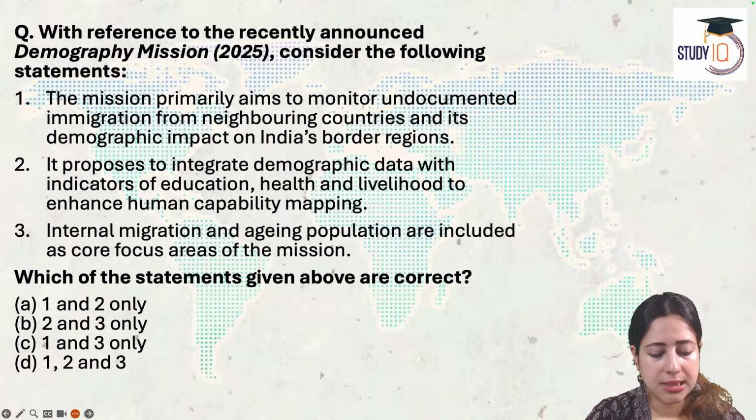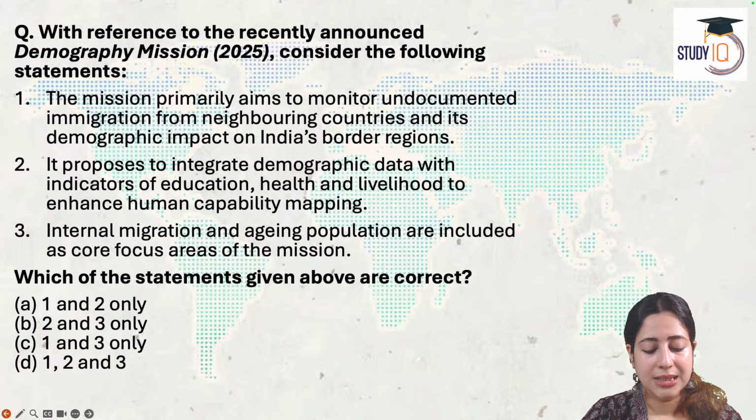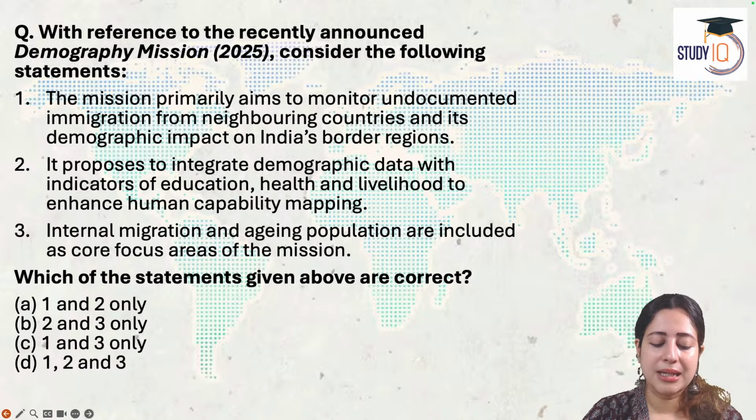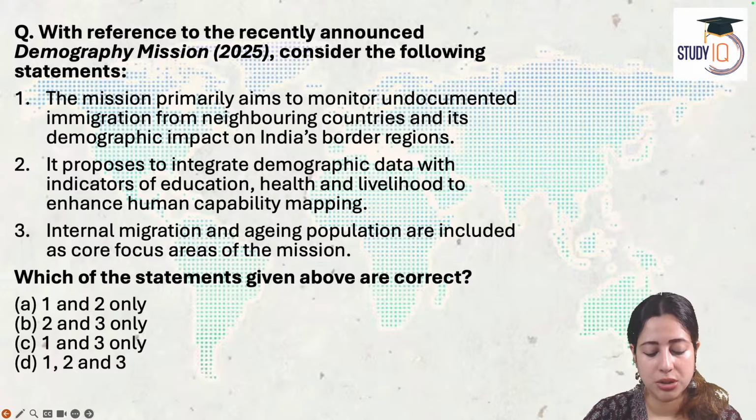Okay, Vikash has answered. With reference to the recently announced Demography Mission 2025, look at the following statements. Shubham answered as well. 1. The mission aims to monitor undocumented migration from neighboring countries and its impact on border areas. 2. It proposes to integrate demographic data with indicators of education, health, livelihood to improve human capacity mapping. And 3. Internal migration and aging population are included as core focus areas of the mission. Which of these statements do you think is or are valid?